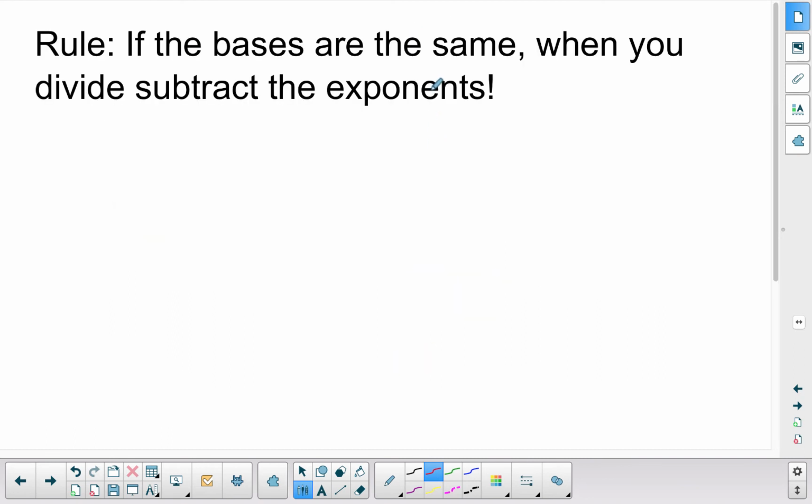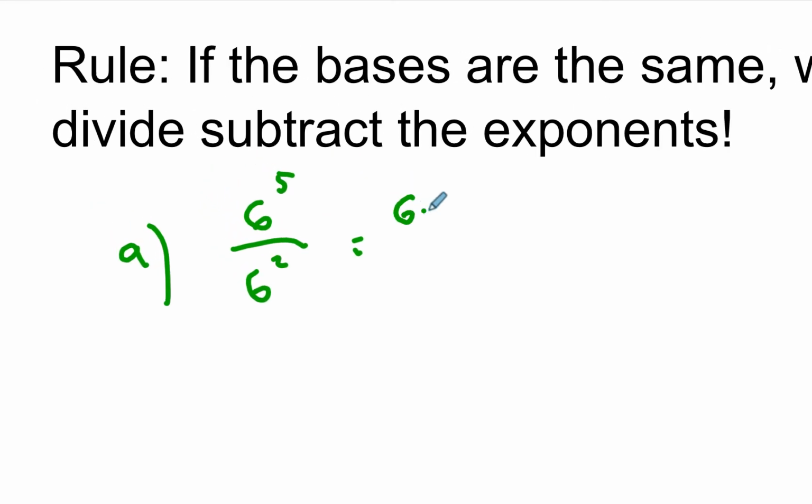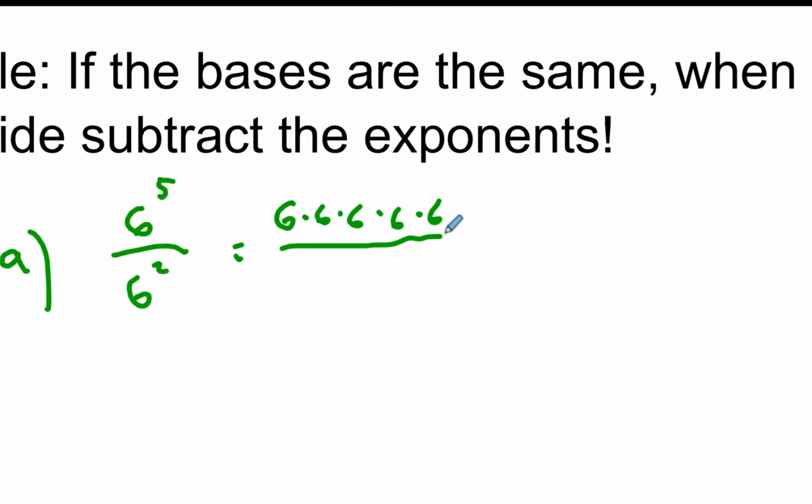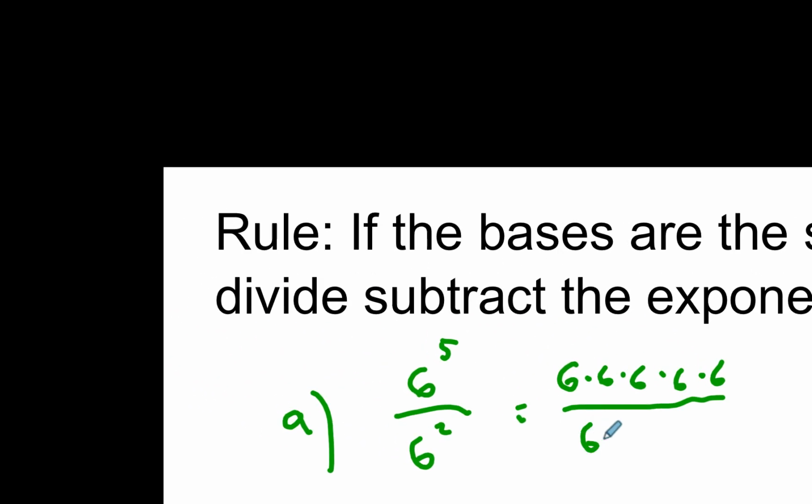So given that rule with multiplication, if the bases are the same, when you divide, subtract the exponents. Here's some examples of what I mean. Let's say we had 6 to the 5th divided by 6 to the 2nd. 6 to the 5th is the same as 6 times 6 times 6 times 6 times 6, and you divide it by 6 times 6. What you'll notice is your denominator and your numerator are the same number.